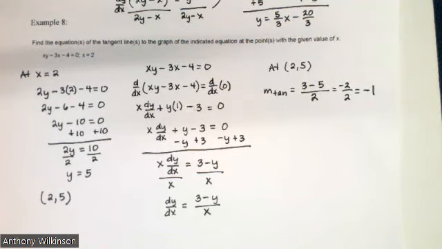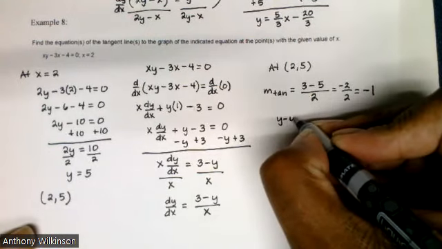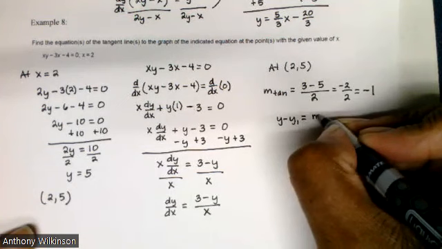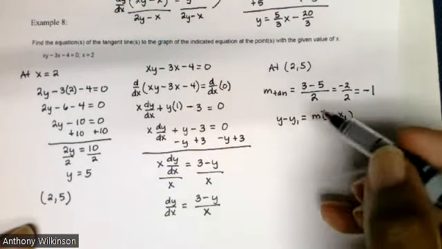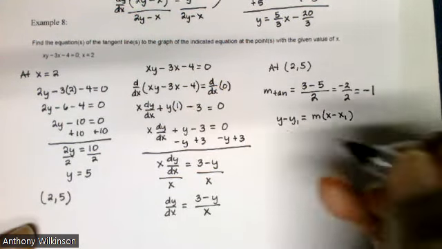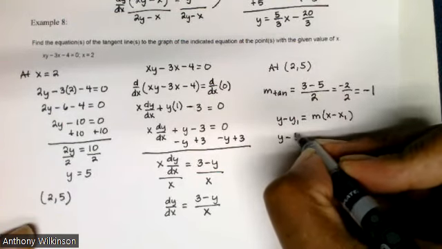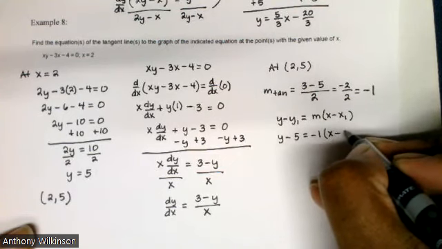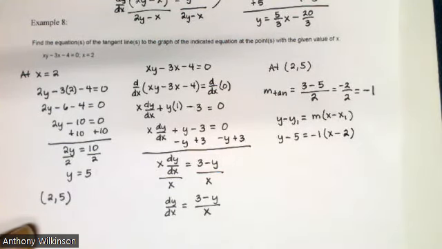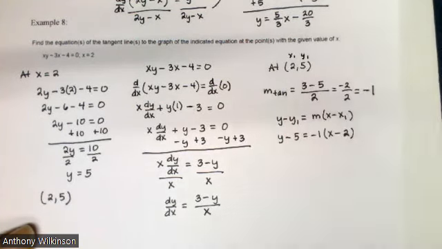Now let's look for the equation of that tangent line, using, of course, y minus y1 is equal to m times x minus x1, where m is the slope. So here you're going to have y minus y1, in this case 5, equal to the slope of negative 1 times x minus x1, which is 2. And if you need to be reminded, 2 is x1, and y1 will be 5.